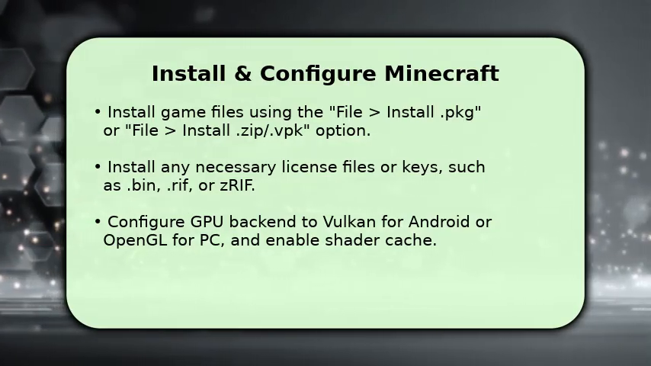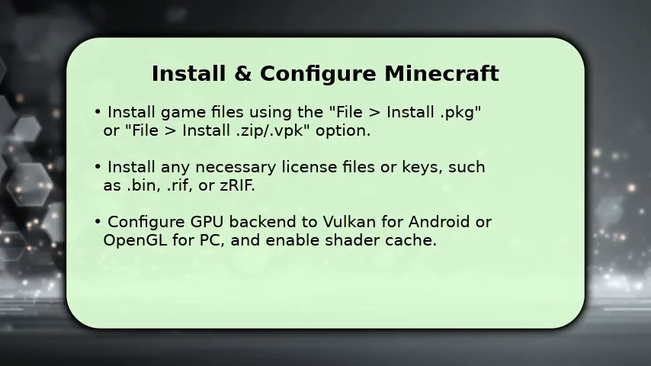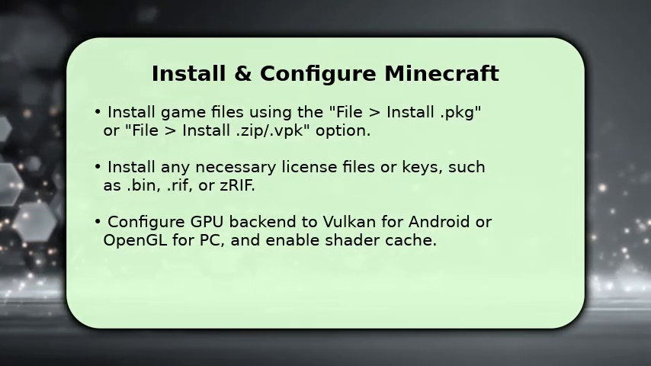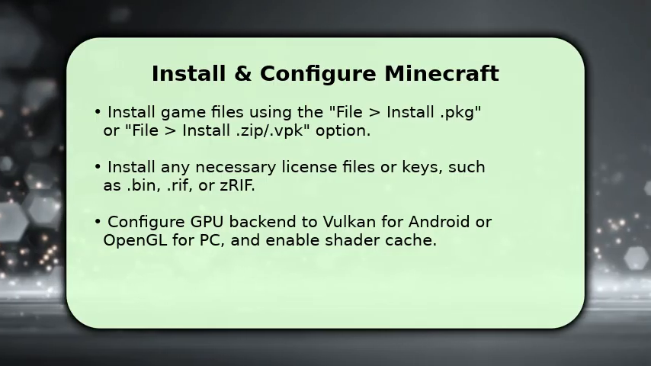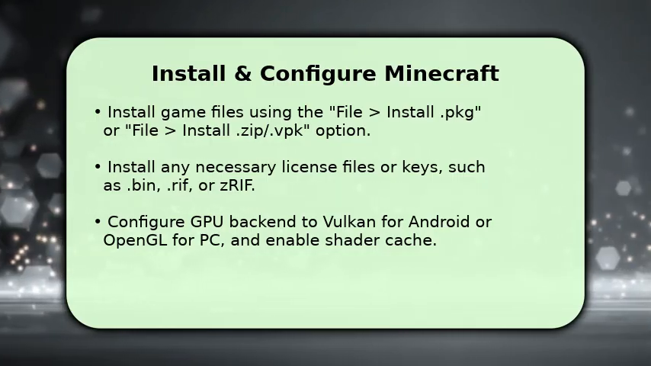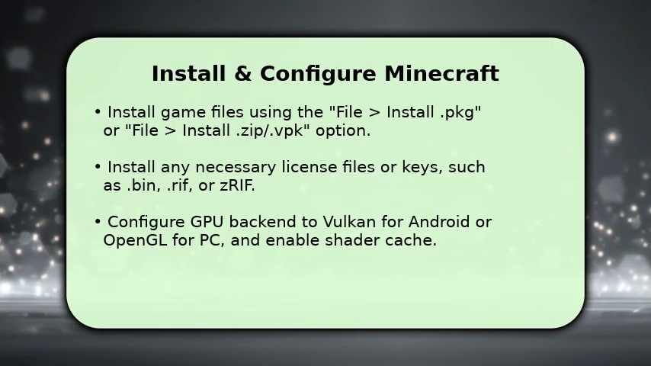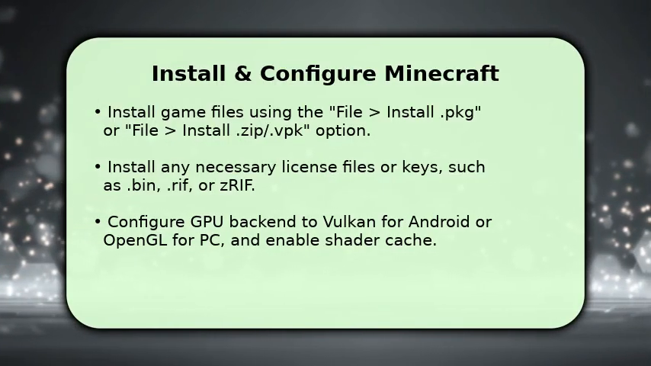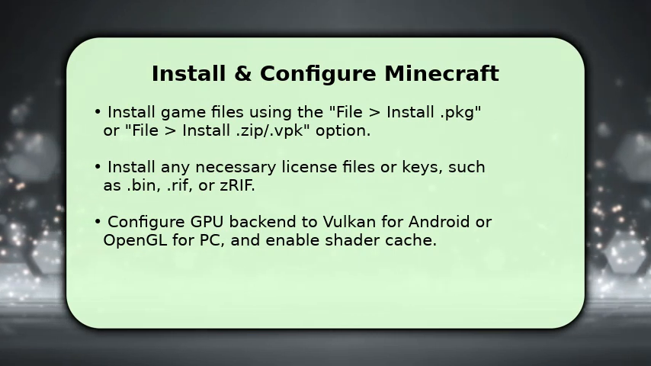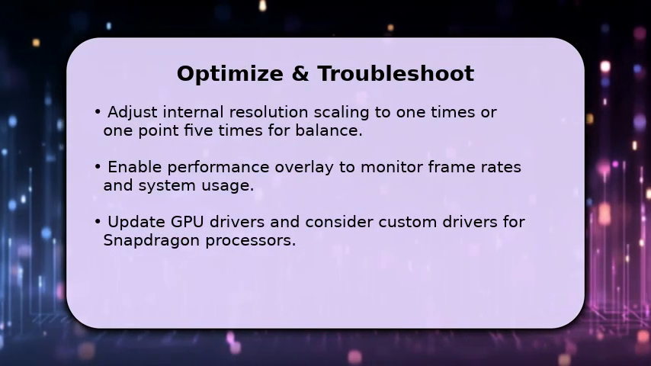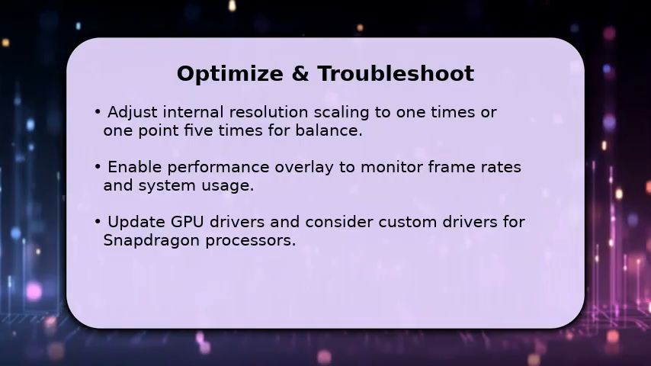Some games also require license files like bin, RIF, or ZRIF keys, which can be installed via the File, Install License option. For optimal performance, set your GPU backend to Vulkan on Android devices or OpenGL on PC, and always enable the shader cache. For the best gameplay, adjust the internal resolution scaling.